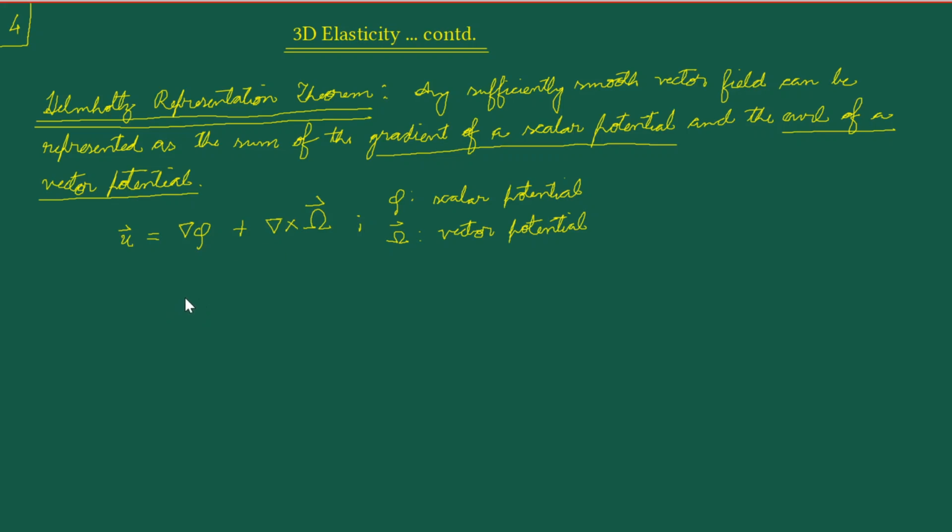All right. So first, a little bit of discussion about the properties of this kind of representation. First of all, you note that this part, the grad of phi, is what is referred to as the irrotational part.